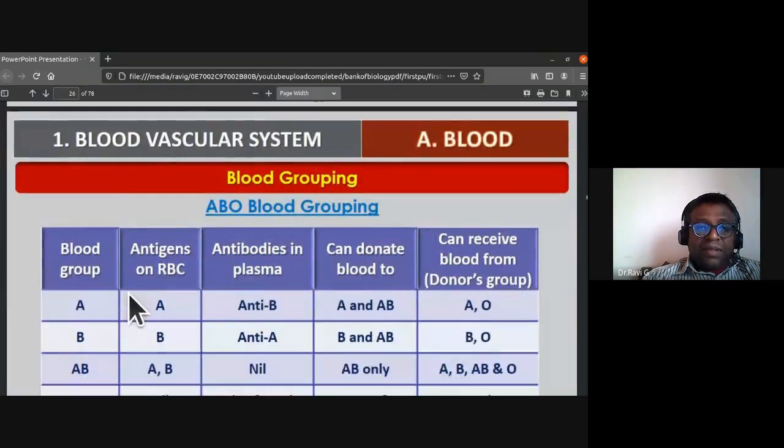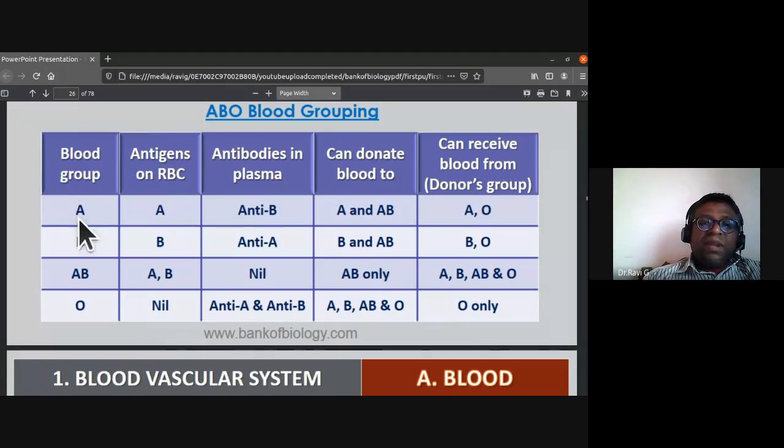Now this is the interesting part. In blood group A, the antigen on the RBC is capital A, so the antibodies in plasma will be anti-B, so that there is no clumping of blood. If the antigen was A and the antibody was also A, the blood would have clotted.